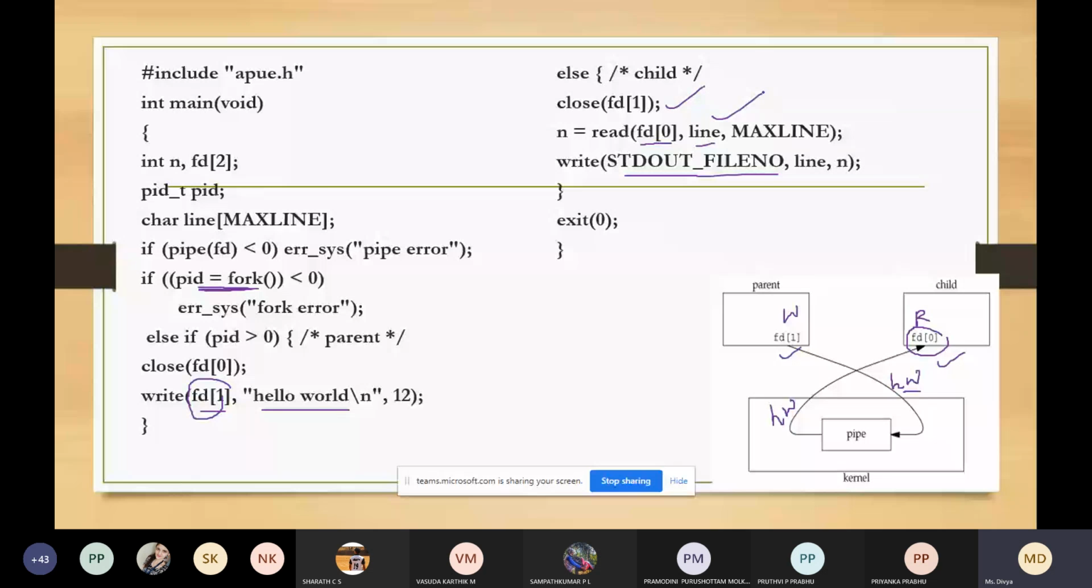A very simple example and a very important example. They may ask you to explain the concept of pipe with a program, explaining how you can send the data from the parent to the child over a pipe. Okay, so that is all for today.